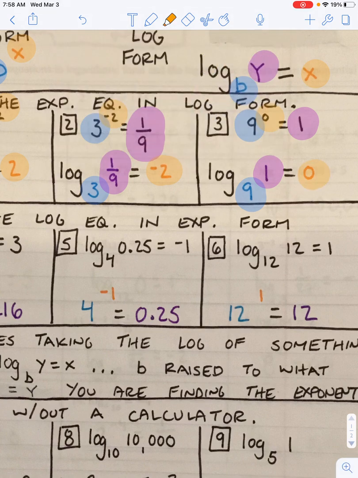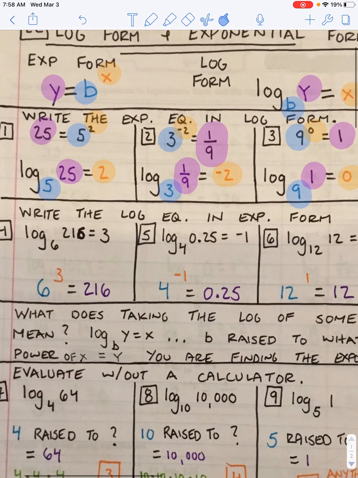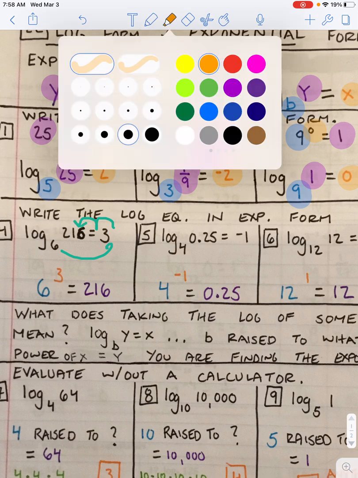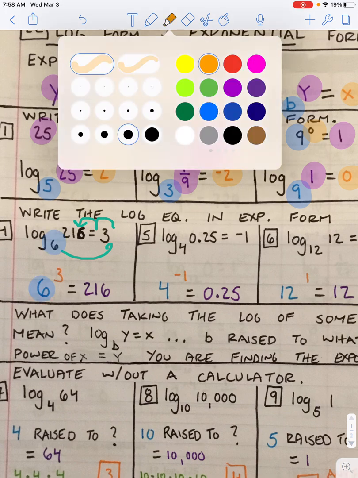Okay, now we're going to practice writing it from log form to exponential form. So sometimes people do something called the log roll. So let me just show you what the log roll is. The log roll is we start here with our base, raised to this power, equals the 216. Okay, so again, what is our base? Our base is 6. So we take 6 and we raise it to the third.